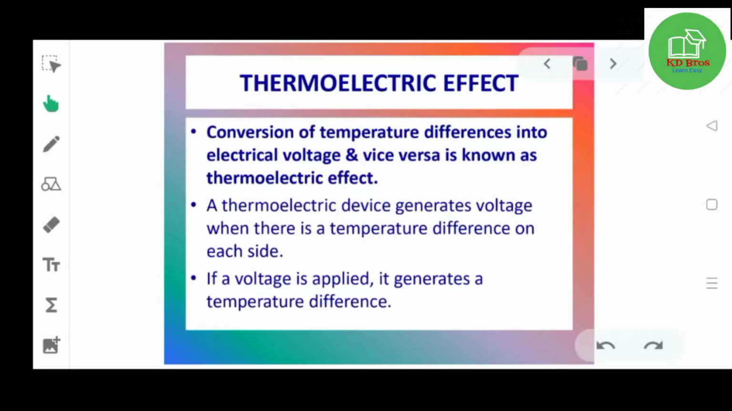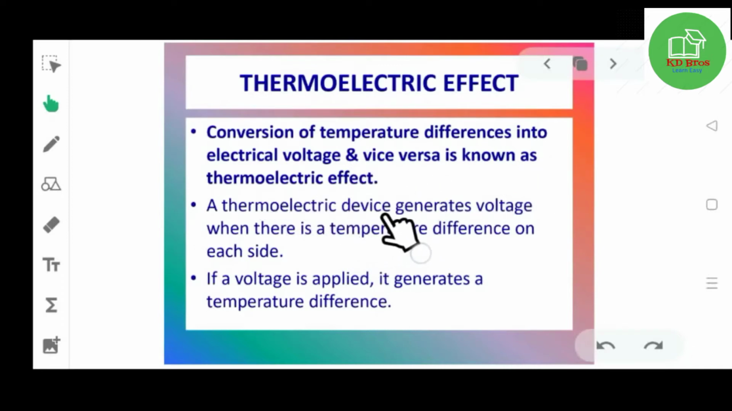The thermoelectric effect. First of all, we must see the definition. Conversion of temperature difference into electrical voltage and vice versa. What is that vice versa? If electrical voltage is applied, by applying this electrical voltage we can produce the temperature difference across the ends of the conductor. Once again I repeat, this is the definition for the thermoelectric effect: conversion of temperature difference into electrical voltage and vice versa is known as the thermoelectric effect.